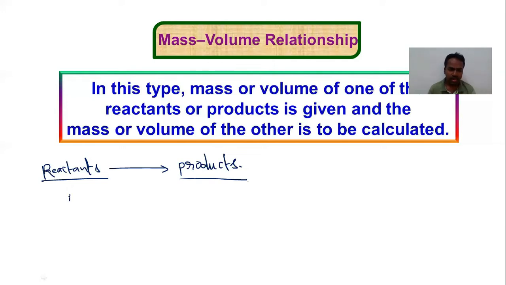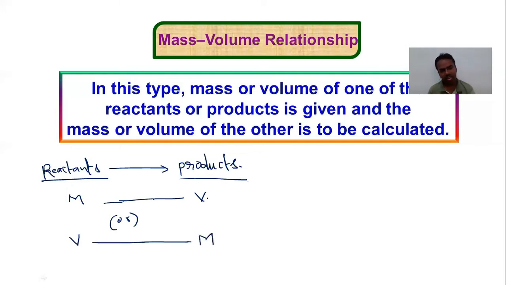On one side take the mass, and compare this mass with the other side, which is volume. Or else, if you take the volume on the reactant side, the mass should be on the product side. You can take it as you wish. One side should be mass, the other side should be volume. That is called the mass-volume relationship. You get more clarity by discussing one numerical.